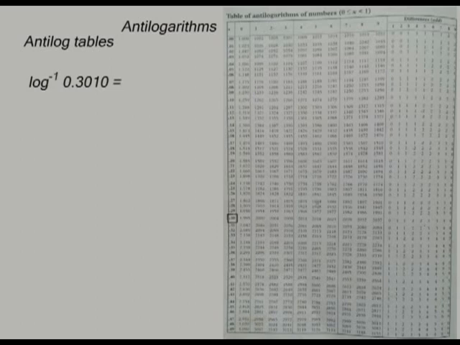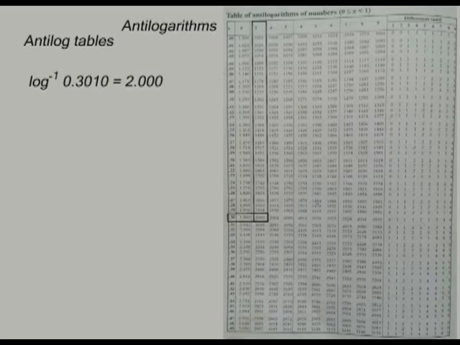For instance, that antilog of 0.3010. We go to the antilogarithm tables. We locate 0.3 in the x column. Then go to the column of 1. They coincide here and the number is 2.000.